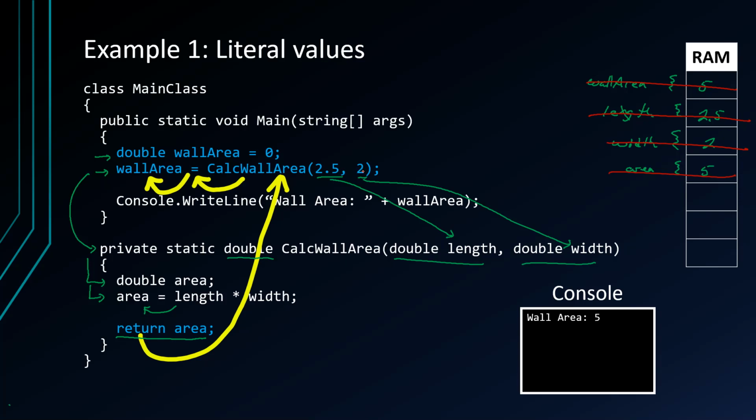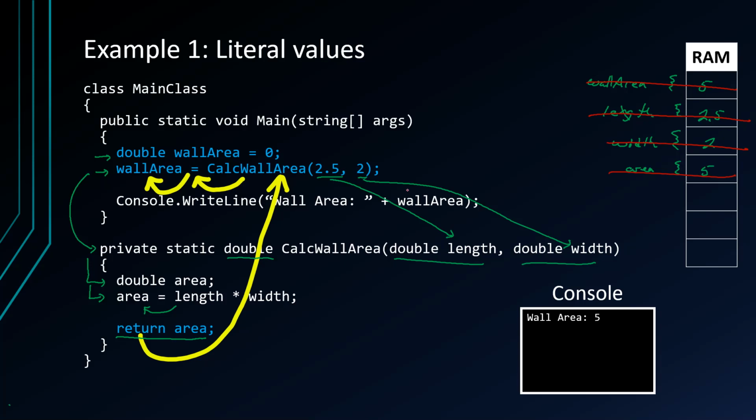So this is using literal values, 2.5 and 2. So it just copies these literal values into the parameters, just like we did last time, 2.5 into length, 2 into width. It does the work. It returns it back, which is then stored into the variable on the left-hand side of the equal sign. So what you can see from this is that the entire function will execute to completion before trying to assign the value into the variable.